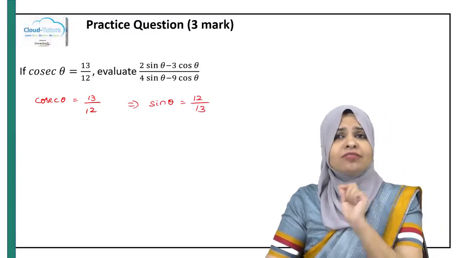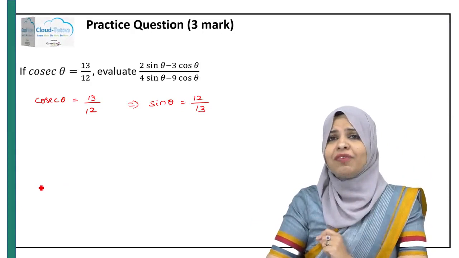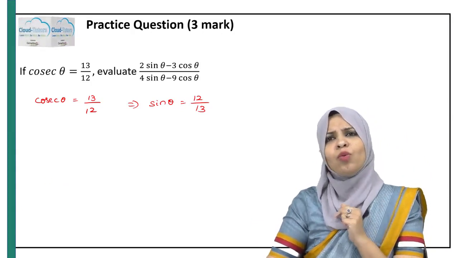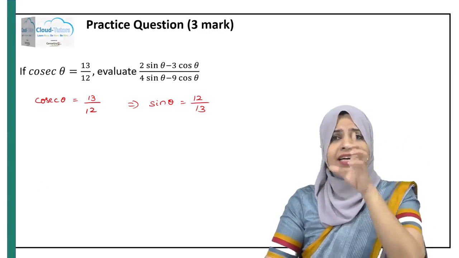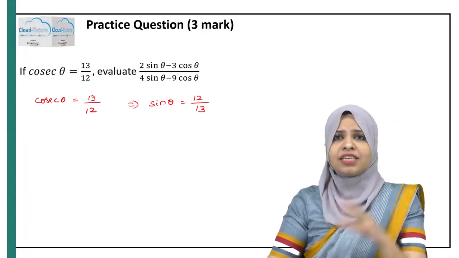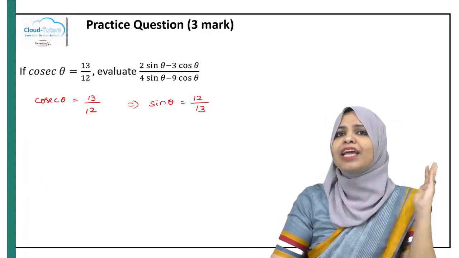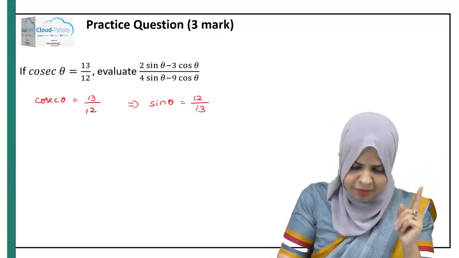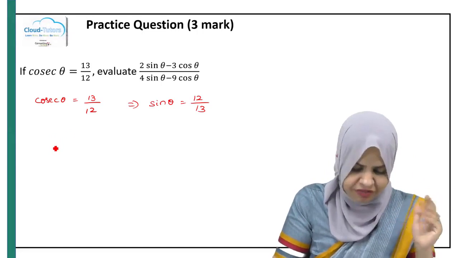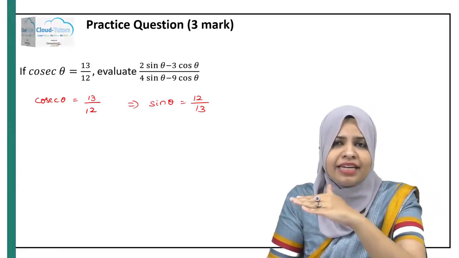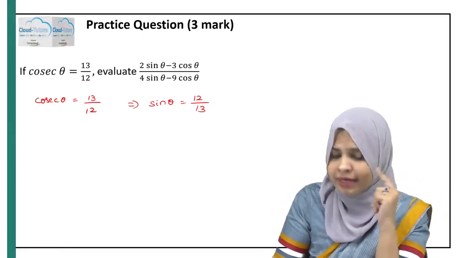Now I know the value of sine, right? Can I not find the value of cos? How? I do not have to draw the right angle triangle and find the hypotenuse and adjacent side and opposite side here. No, I can use the identity. Remember, sin square theta plus cos square theta is 1, right? So if I transpose sin theta to the other side, cos square theta.